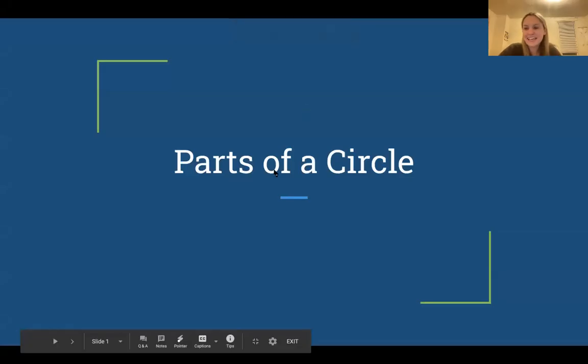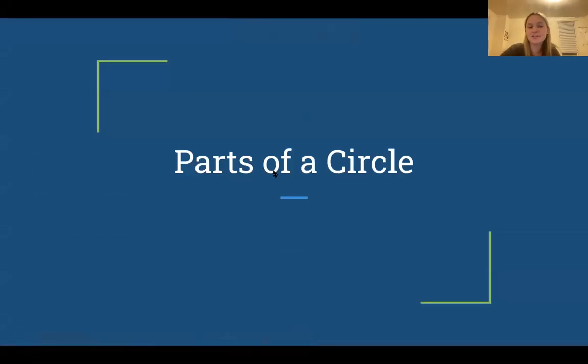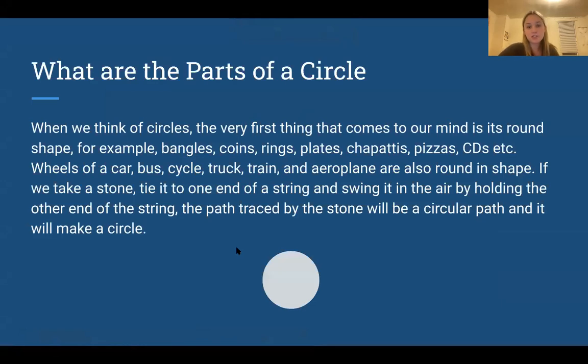Hi, I'm Amanda, and today we're going to go over the parts of a circle. So, what are the parts of a circle?